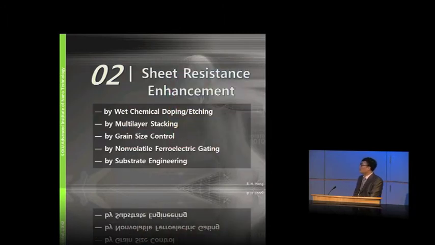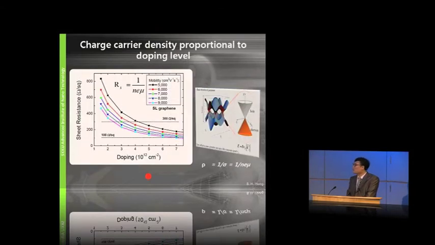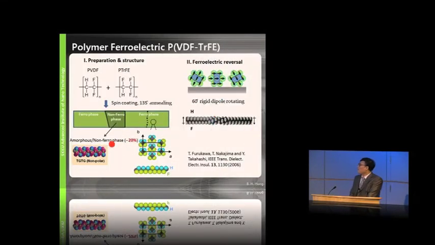Okay, then I'd like to show how to enhance the sheet resistance of graphene. There are a few factors governing the sheet resistance of graphene. As you probably know, the charge carrier density is proportional to the doping level. If you assume a mobility of a few thousand, then at this doping level we can get 100 ohm per square from monolayers. Many are trying to dope graphene with wet chemical methods or ionic liquids and something like that.